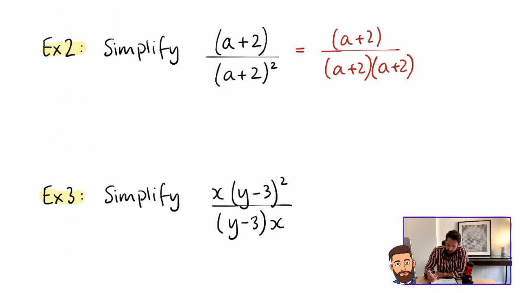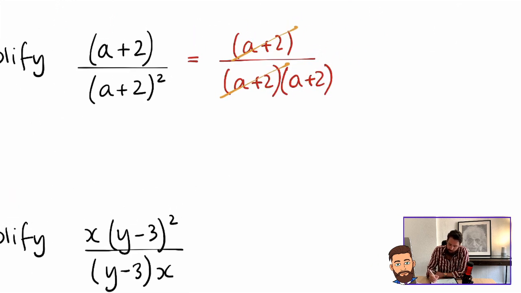So we could say this a plus 2 on top can cancel with one of these a plus 2's on the bottom. And how do I write this? Well, as I just mentioned, when you cancel it, you're not leaving it as 0, you're leaving it as 1. So I need to put a 1 there. I'm leaving that with a 1 over, well, what's left on the bottom? Just the a plus 2 on its own. So I don't need a bracket around it. I can just put a plus 2.